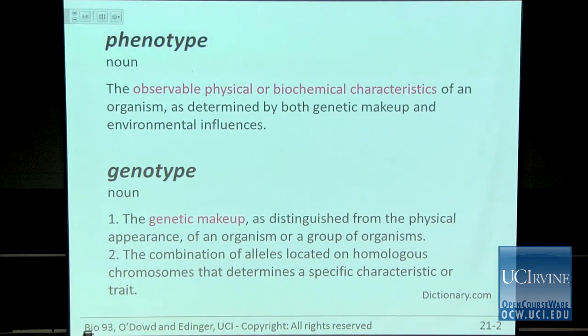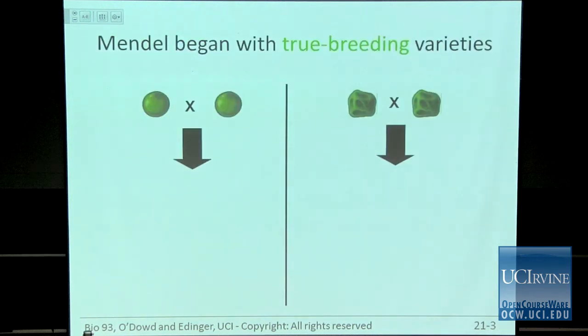So the genotype and the phenotype are not always the same. The genotype is referring to the genetic makeup, and the phenotype is the observable physical characteristics of the organism. We'll talk about this more later. They are different things. It's important to understand that Mendel's experiments worked because he began with true breeding varieties.